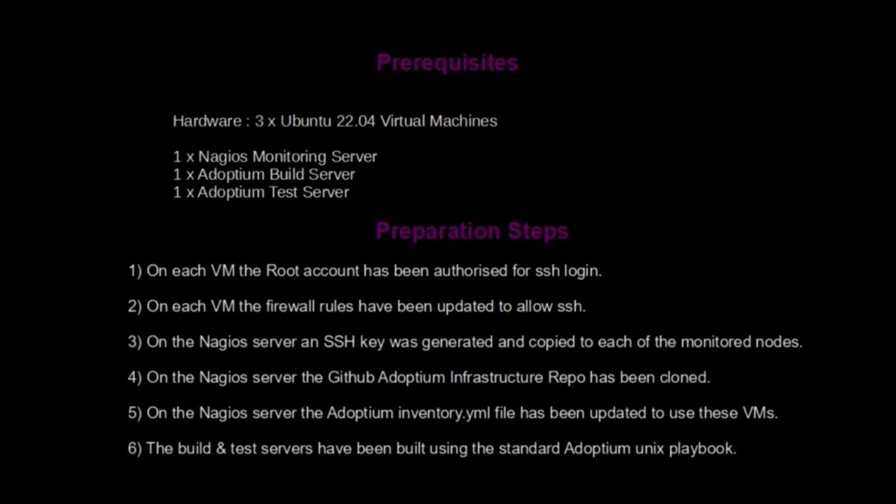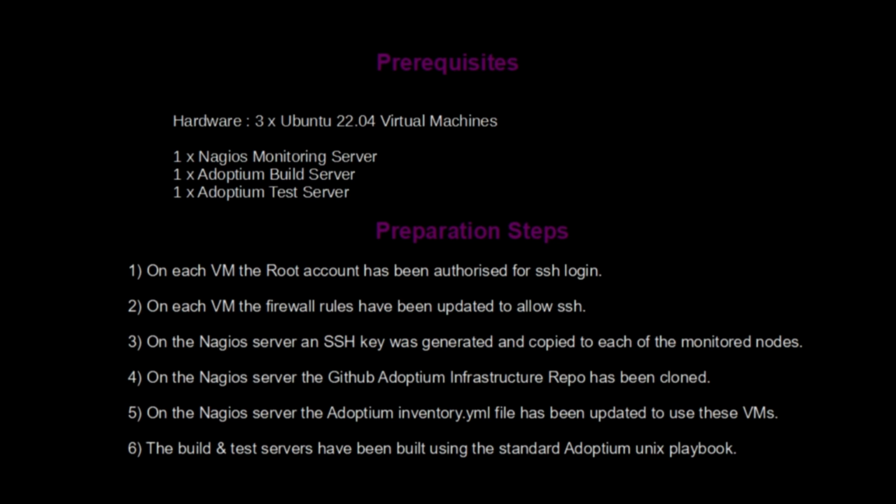These are the steps I've taken on these machines that are handled by the normal playbooks and build of the machines. For all of the VMs, I've enabled the root account for SSH. The firewall rules have been updated on all of the machines to allow SSH between them. On the Nagios server, I've created a new SSH key and deployed that to the servers so that the Nagios server can connect to both the build and the test server. This happens in production using Bastillion and again the normal Ansible playbooks.